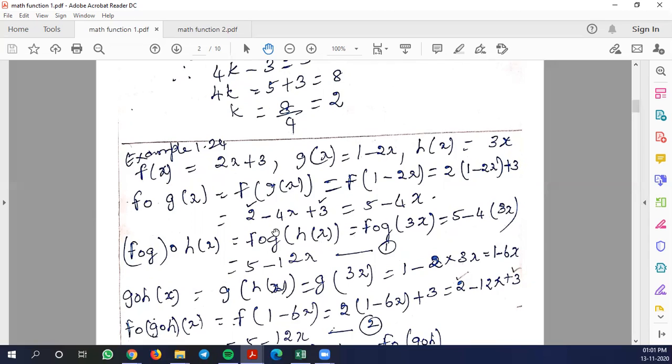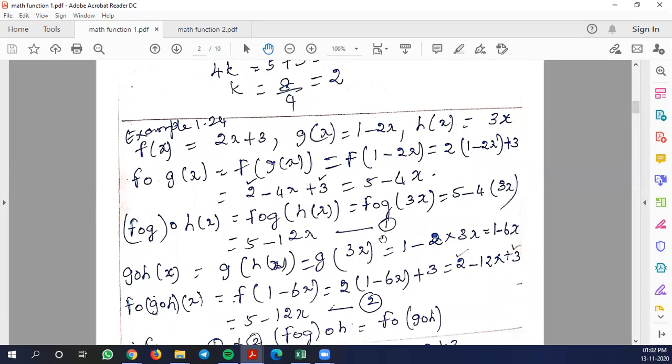So f of g of h of x, what is h of x? 3x. But you have to take this one as x now. So what is f of g? That is 5 minus 4x. So 5 minus 4, in the place of x, you substitute the value as 3x. So 5 minus, 4 threes are 12x. Now this is equation 1.